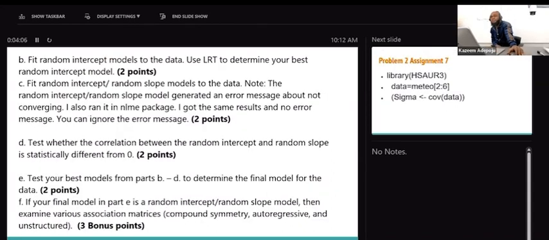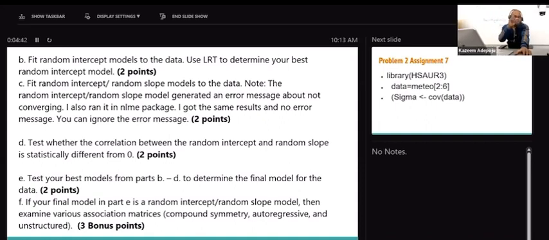Fit random intercept model to the data. Use LRT. The LRT is the likelihood ratio test, which we call the nested ANOVA test we've been using last week, to determine your best random intercept model. What do I mean by that? You're actually going to fit 2 models, and you're going to compare them using nested ANOVA. What are the 2 models?